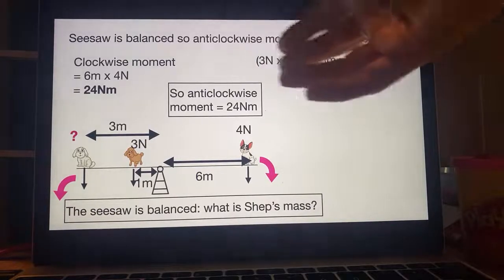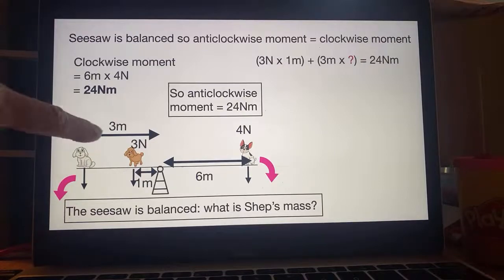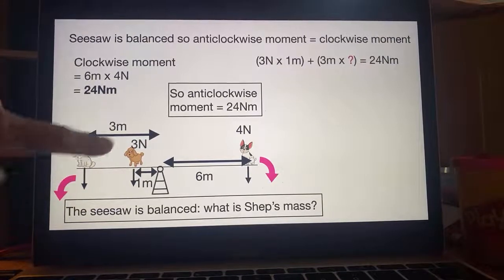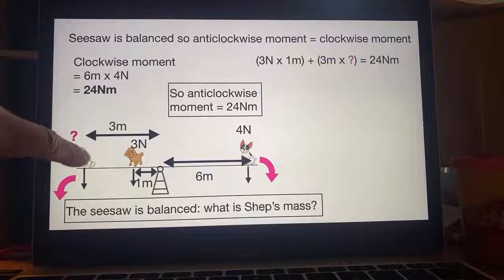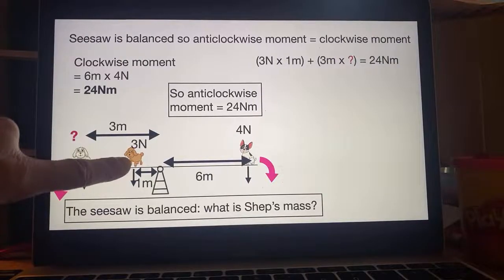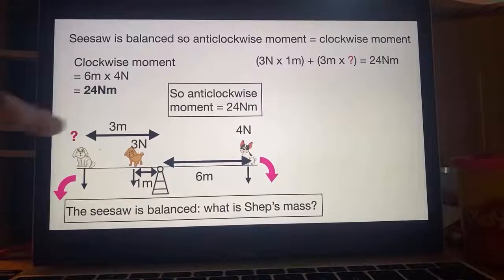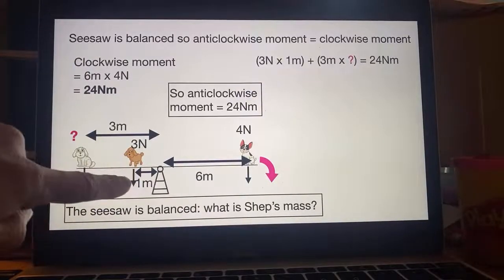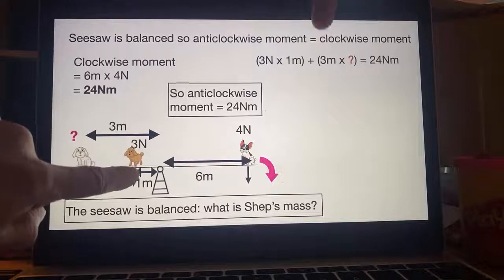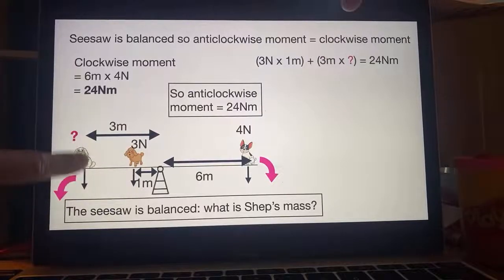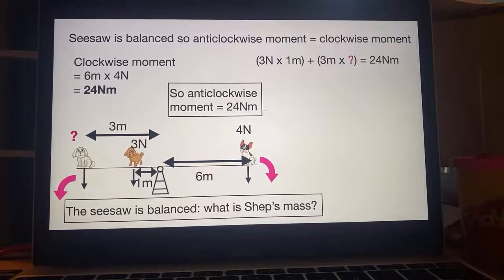So I would just write that out the same way that I wrote it out before. So I know that the moment produced by Shep plus the moment produced by whatever this little dog is called is equal to 24 newton meters. So 3 newtons times 1 meter, the turning force created by the little dog, plus 3 meters times whatever Shep's weight is, equals 24 newton meters. And then let's do what we did before, just simplify this. So it's 3 newton meters plus 3 meters times mystery weight equals 24 newton meters.